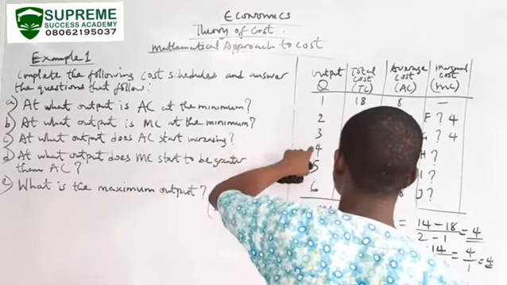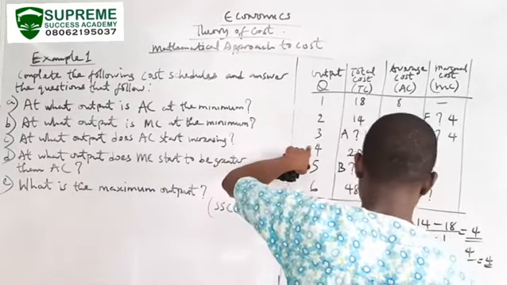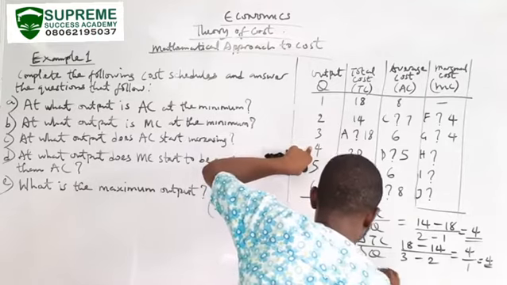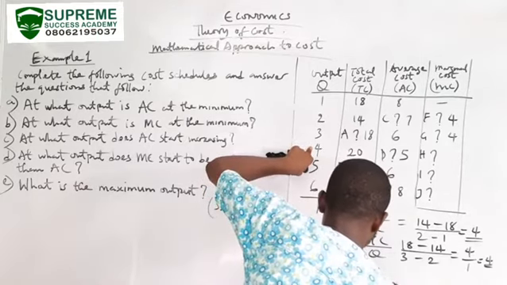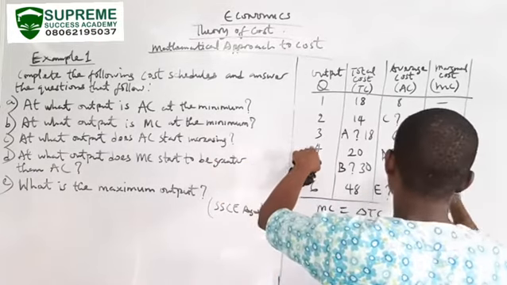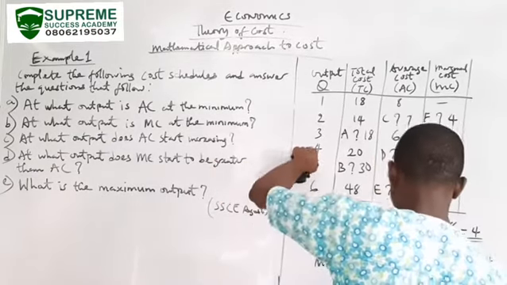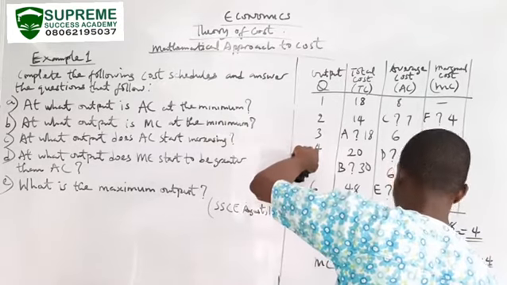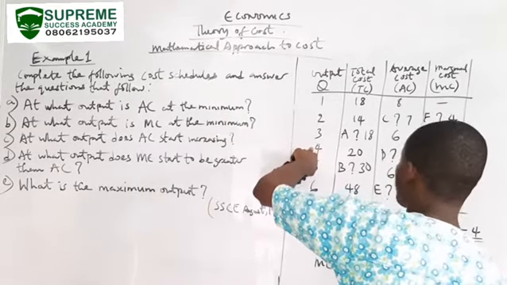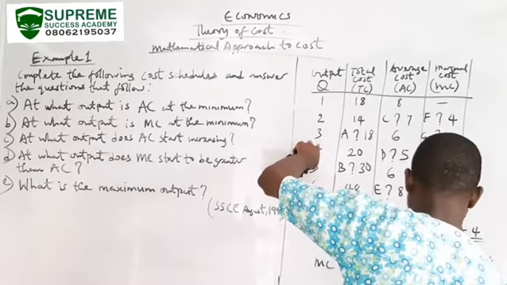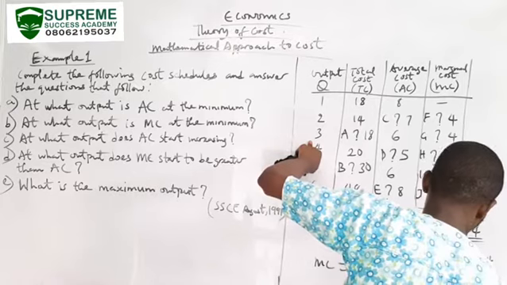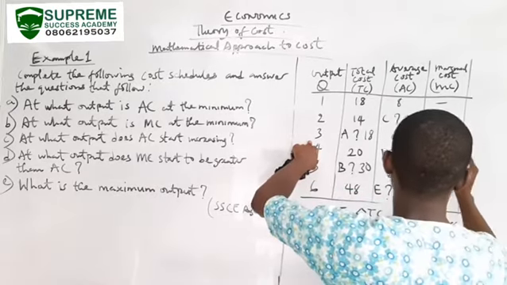So the next one is the fourth aspect. Marginal cost equals change in total cost over change in output, which is equal to the total cost of producing 4 units, 20. That's 20 minus 18 divided by 4 minus 3. 4 minus 3 equals 1, and 2 divided by 1 equals 2. So the answer here is 2.